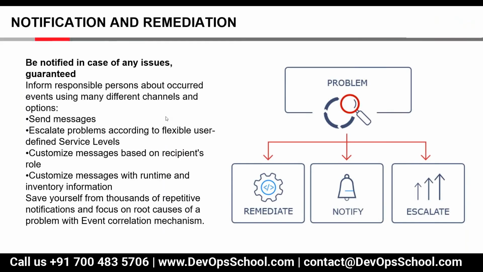Not only can we send the alerts on mail, we can send those alerts on SMS as well. We can send those alerts on Telegram application as well. We can send those alerts on Microsoft Teams as well. So multiple platform integrations are there, so we can do that.